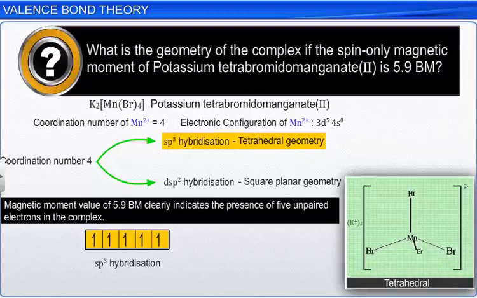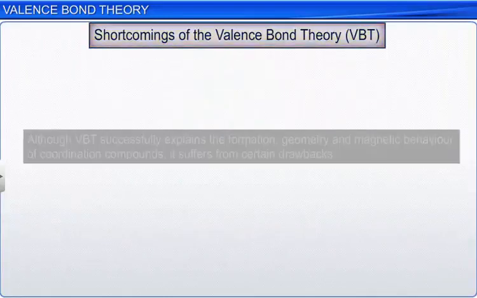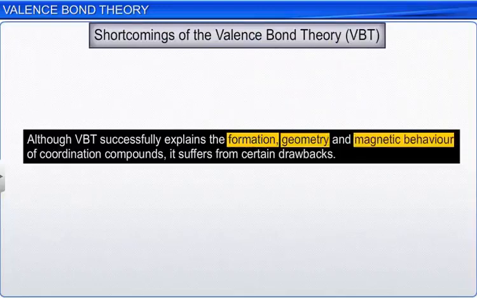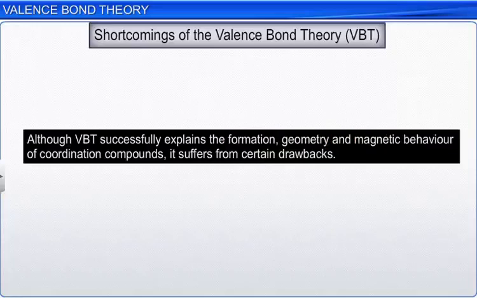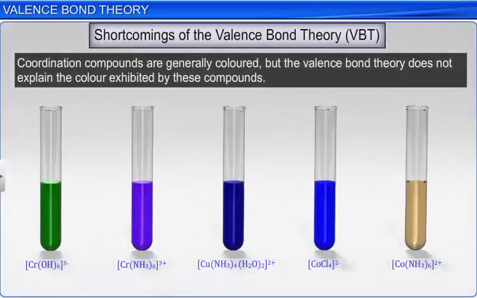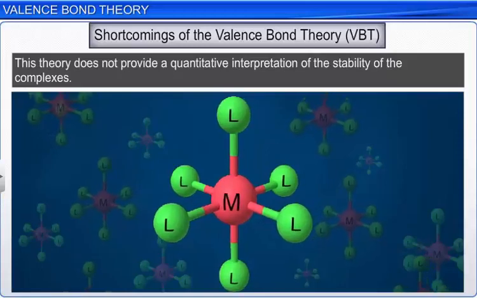Let us now look at the shortcomings of the valence bond theory. Although the valence bond theory successfully explains the formation, geometry and magnetic behavior of coordination compounds, it suffers from certain drawbacks. They are: coordination compounds are generally colored, but the valence bond theory does not explain the color exhibited by these compounds. This theory does not provide a quantitative interpretation of the stability of the complexes. It does not give the quantitative interpretation of magnetic data.